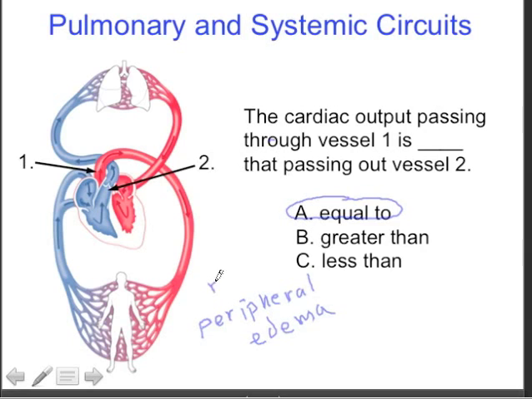And that would be right side failure, or slowing if you wish.